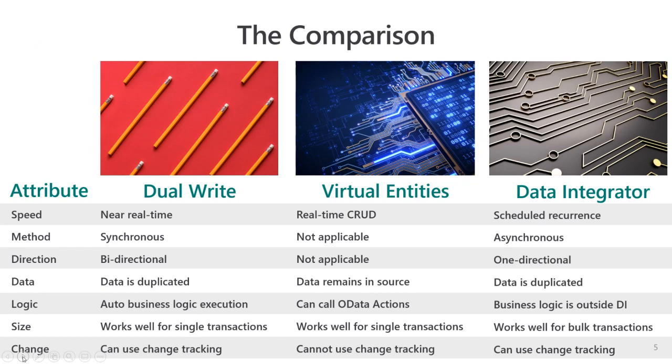But when we think about the 3 different tools, there are a variety of attributes and characteristics of these tools that are important to understand. And these attributes will help you pick the right tool and the right technique for integrating or extending your solution. So the first one is speed. With dual-write, it's near real time. With virtual entities, we are making real-time CRUD operation calls. And the data integrator is a scheduled recurrence.